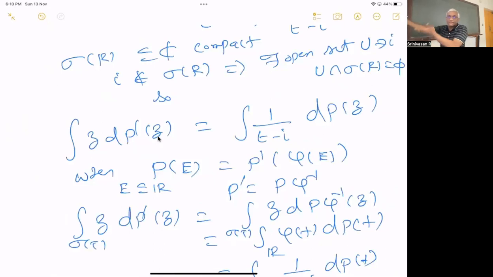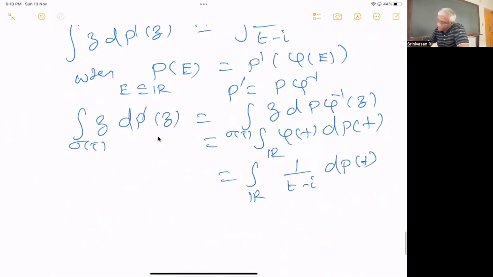I am writing it this way because our operator is 1 by T minus I. This is the better way of writing it. Otherwise, you have to consider the inverse, and the function is defined on R. Now you can verify that P is also a spectral measure, because it is just written as the inverse of something. It is indeed an inverse, because it is a one-to-one map from domain to range, so P is a spectral measure.